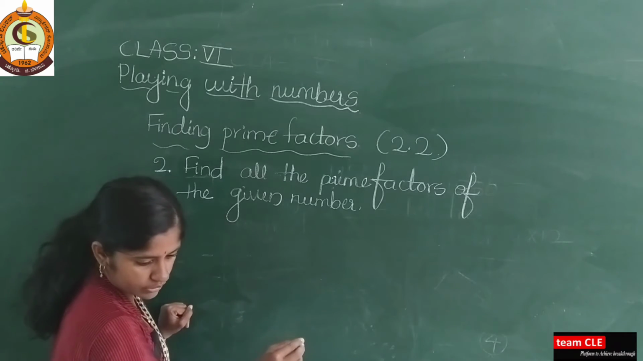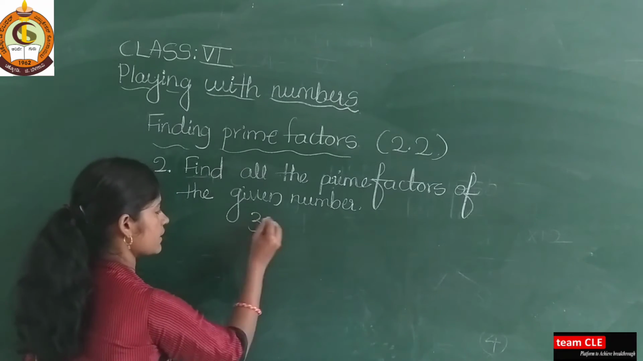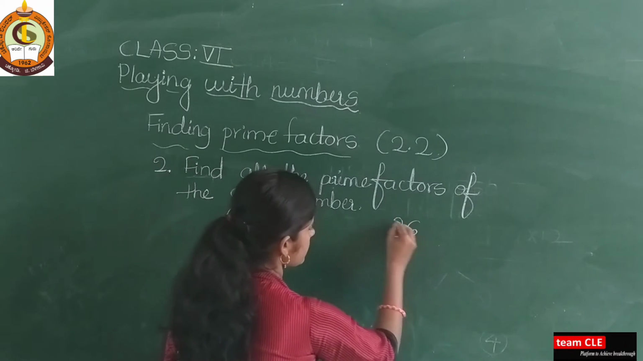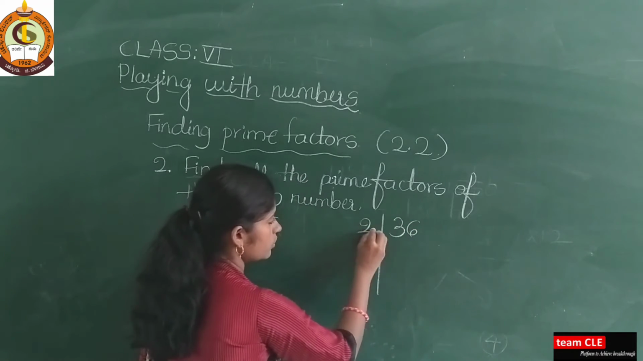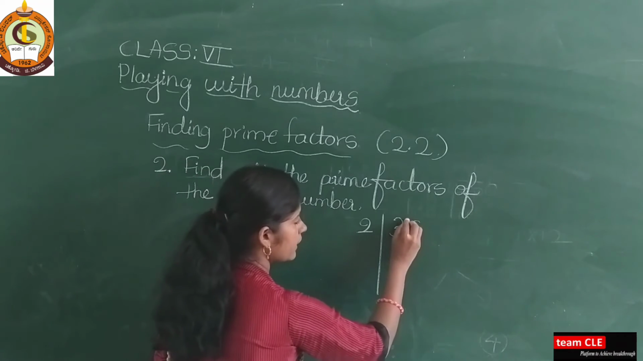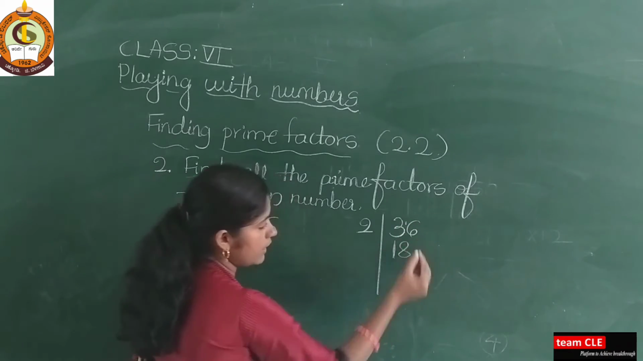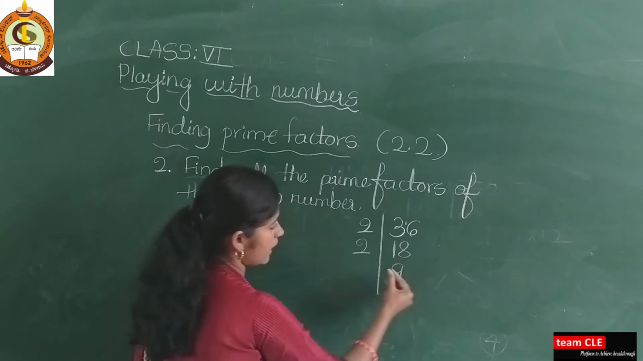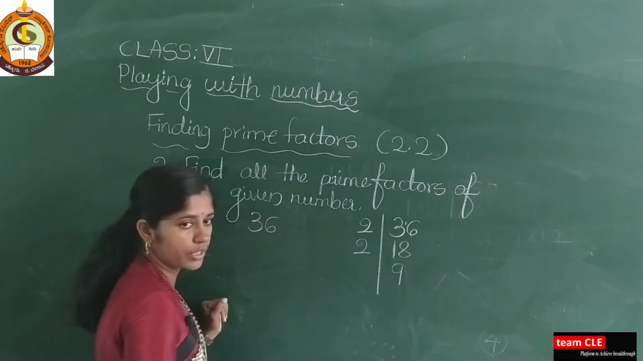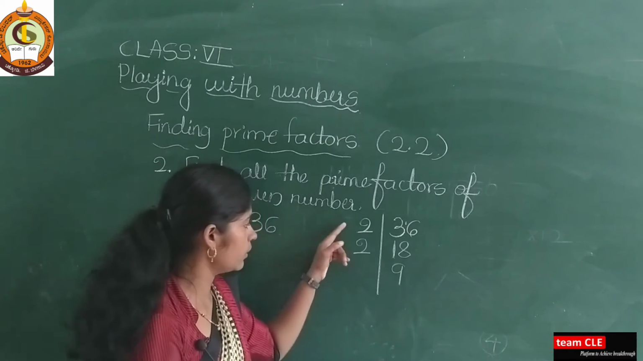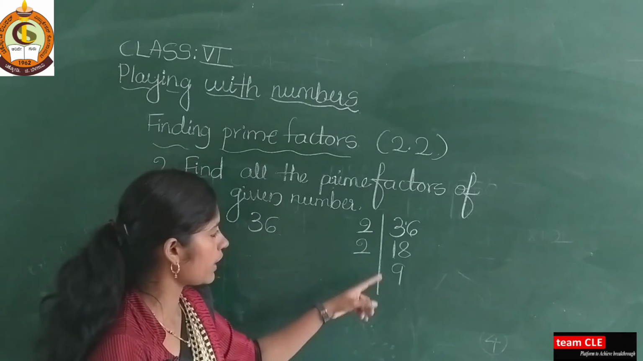So let us take one example. Here I will take 36. Take 36 and divide with 2. 2 1s are 2, and take 1 remaining. 2 8s are 16. Again you take 2, 2 9s are 18. Why did I start with 2? Because 2 is a prime number. 2 18s are 36, 2 9s are 18.